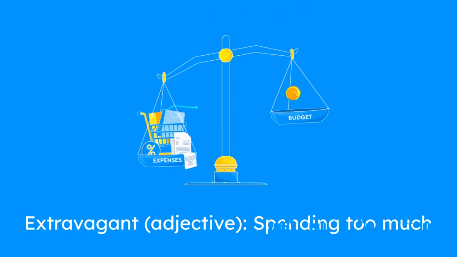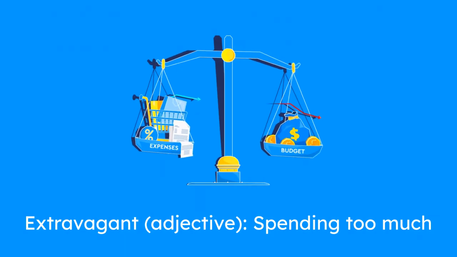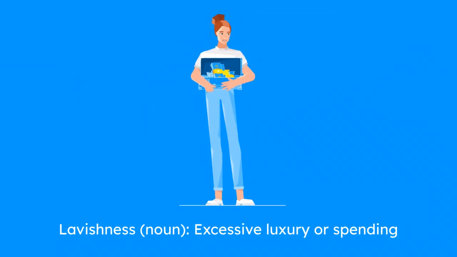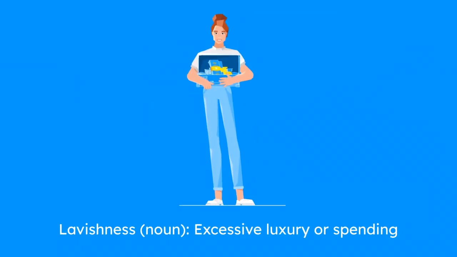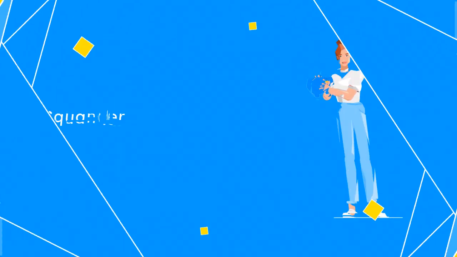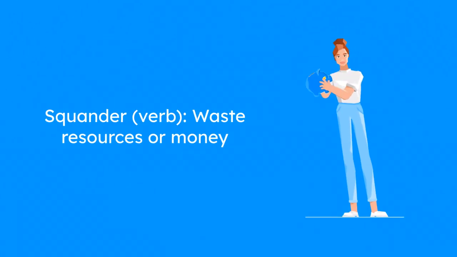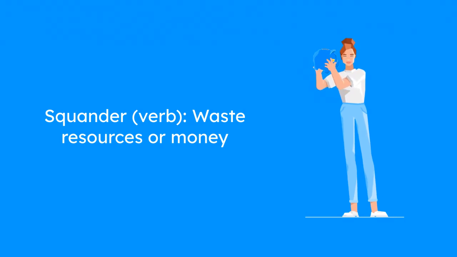Extravagant, adjective, spending too much. Example: avoid extravagant purchases. Lavishness, noun, excessive luxury or spending. Example: the party was full of lavishness. Squander, verb, waste resources or money. Example: don't squander your savings on unnecessary things.